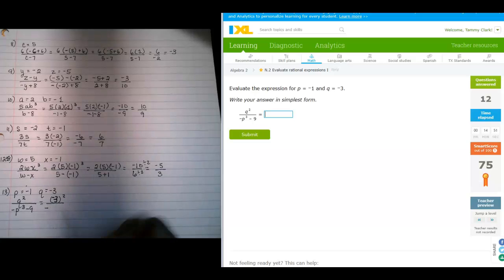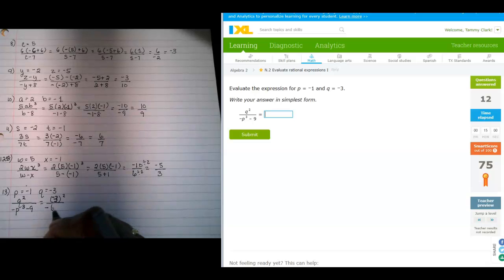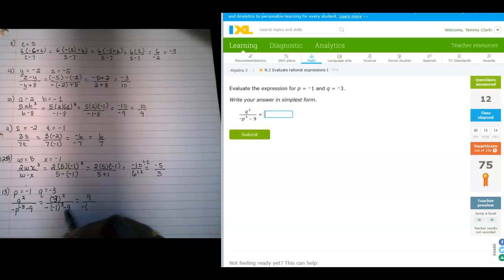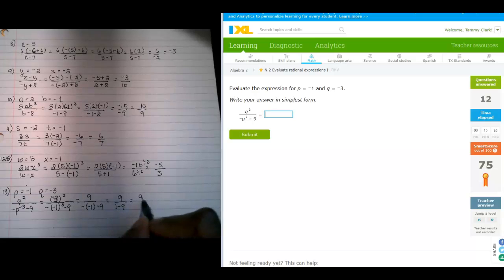squared. Whew. Come all this way and get that one wrong. Oh, that would have been good. So negative, and P is negative 1. And we're going to cube that, minus 9. I was just going so fast and I wasn't paying attention. So negative 1 cubed is negative 1, minus 9. So we've got 9 over negative 1 times negative 1, which is positive 1, minus 9. So we've got 9 divided by 1 minus 9, which is negative 8.